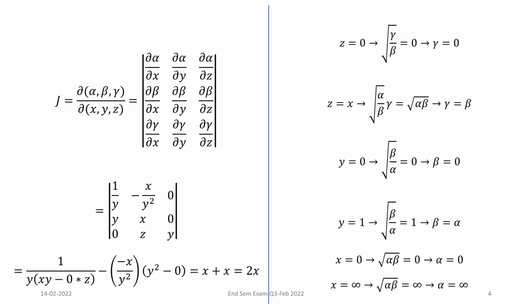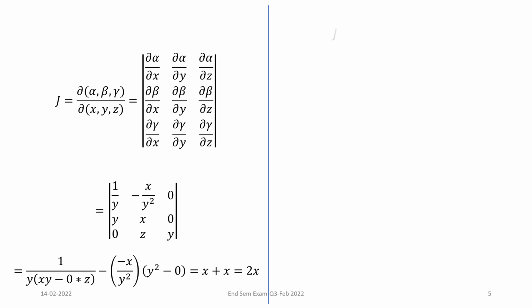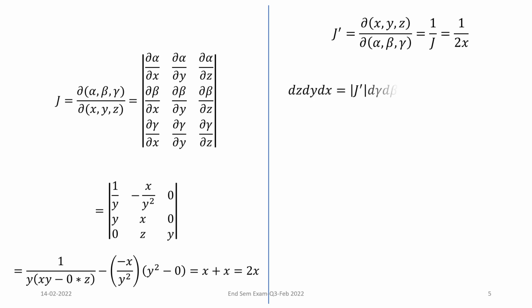We require J dash, not J. So J dash will be what? It will be ∂(x, y, z)/∂(α, β, γ). So J dash is 1 upon J, so it is 1 upon 2x. So the Jacobian that we get is 1 upon 2x, and x is what? In the form of alpha, beta. So dz dy dx will be mod of J dash d gamma d beta d alpha. So 1 upon 2 square root of alpha beta, and this one we get here.